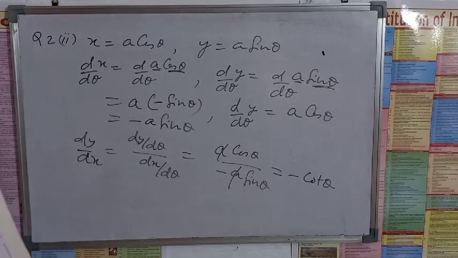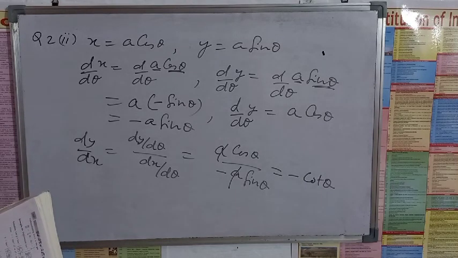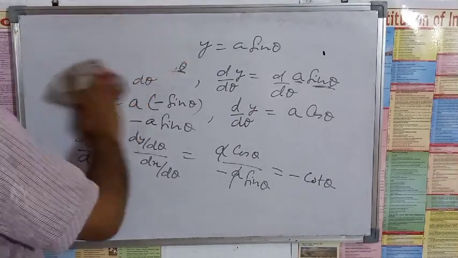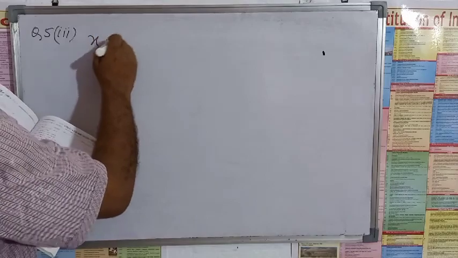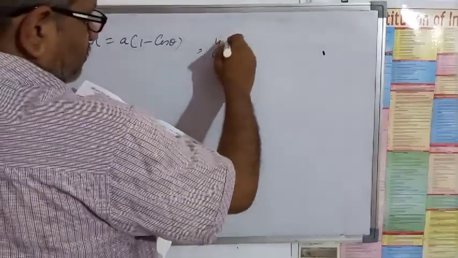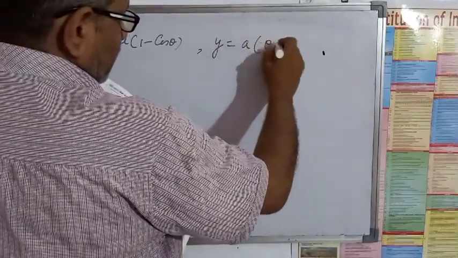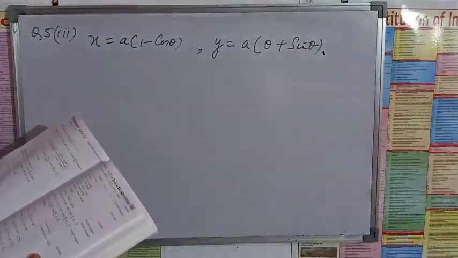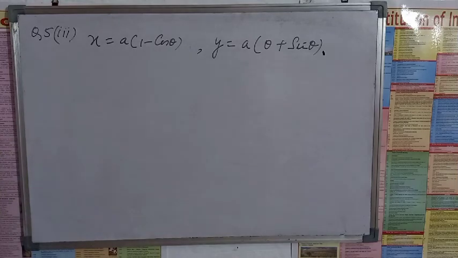Questions number 3 and 4 are the same type of problem. So let us see question number 5, third part. x is equal to a into (1 minus cos theta), and y is equal to a into (theta plus sin theta). We have to find dy by dx. Theta is the parameter here.